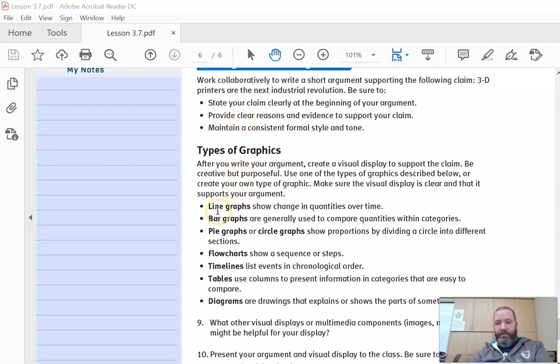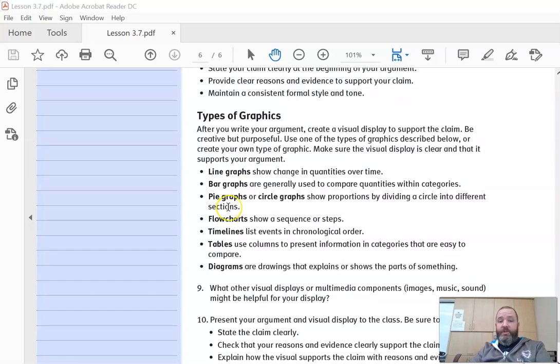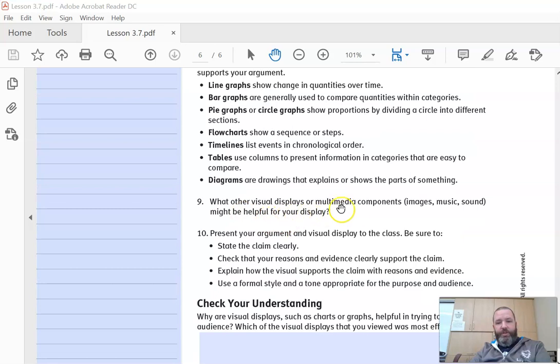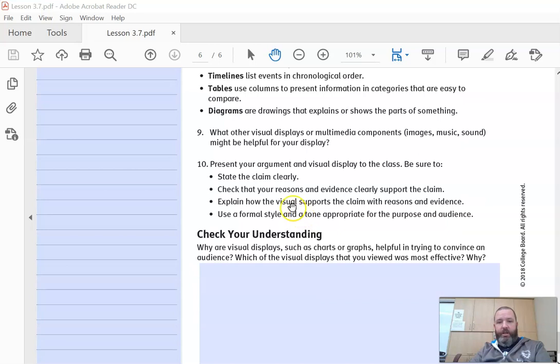So if there's any type of data, like percentages or increase, or there are some statistics in there that you could use to make a line graph, a bar graph, a pie graph, a flow chart, a timeline, a table, or a diagram. Okay, you can't use the diagram that they gave you, sorry. Okay, so what other visual displays or multimedia components, images, music, sound might be helpful for your display? And then later we can share those with the class, but you are going to turn that in as a quick assignment. So state the claim, check your reasons and evidence, explain how the visual supports the claim with reasons and evidence, and use a formal style.